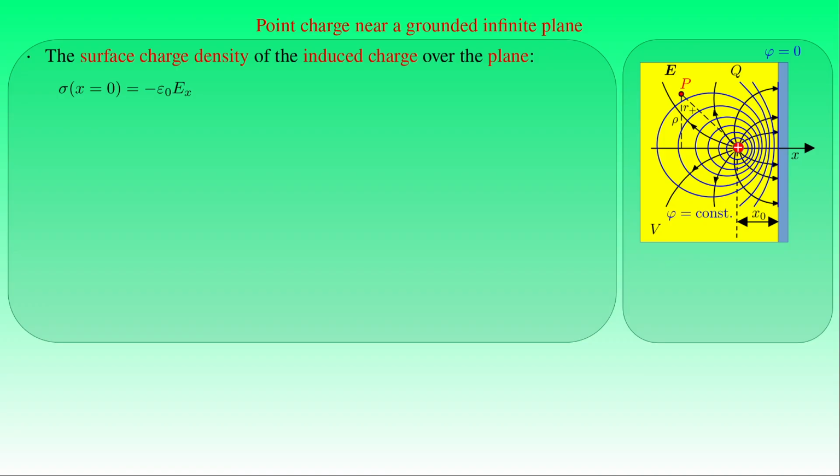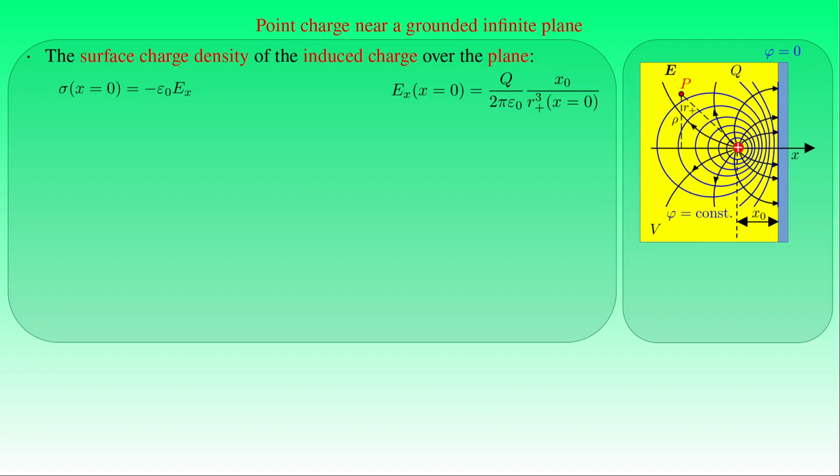The minus sign is applied here since the surface normal points in the negative x direction. If we determine the electric field E over the grounded plane, that is for the vanishing x coordinate, then its component pointing in the direction of the x-axis can be written as q over 2 pi times epsilon naught, times x naught over r sub plus cubed at x equals 0.